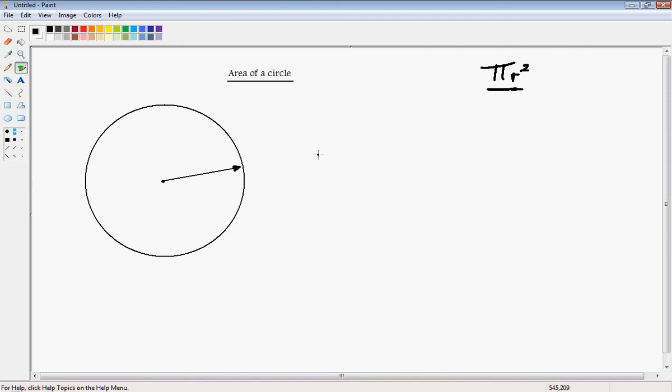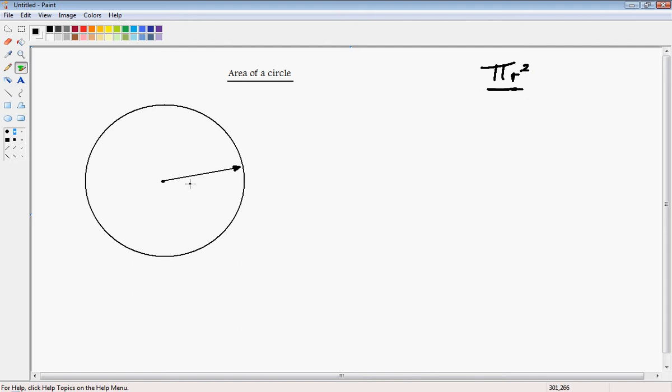Okay, so now we'll look at the area of a circle. So here we use the formula pi r squared. Okay, so remember pi d is the circumference of a circle, pi r squared is the area of a circle.